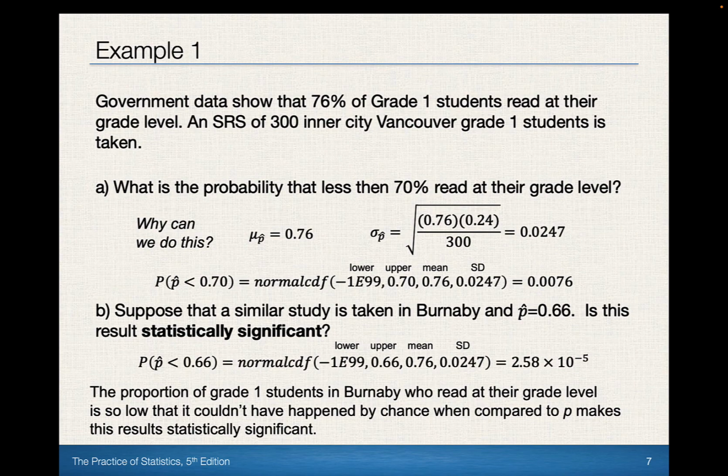Now, when they ask you what is the probability that less than 70% read at their grade level, what they need you to do now is build the sampling distribution. And so we go through the motions. We understand that the center of the sampling distribution is going to be 0.76, as we discussed previously. We're going to calculate the standard deviation of the sampling distribution by using the sample size and the proportion of successes and failures multiplied together to get the value that we see, 0.0247. And then when it's time to find the probability that a given sample is going to result in less than 70% reading at their grade level, we're looking for the probability that p hat is less than 0.70.